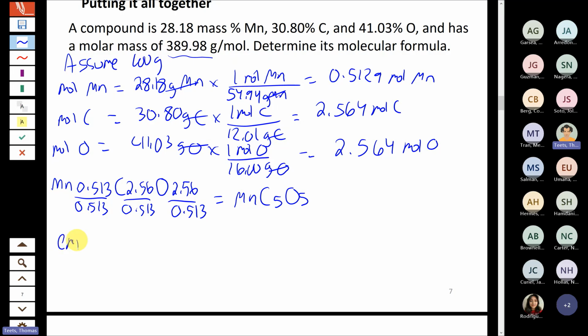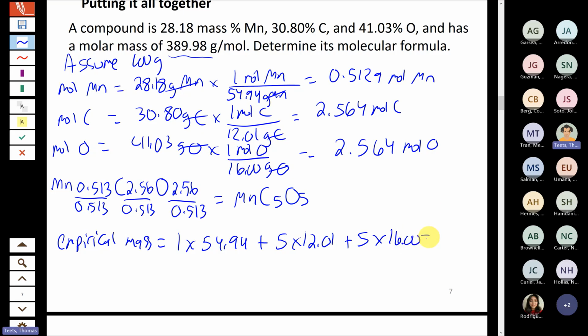So our empirical mass: we have in our formula 1 manganese. Manganese has an atomic mass of 54.94, which we used above. 5 carbons, which has an atomic mass of 12.01. 5 oxygens, which has an atomic mass of 16. So what we get is 195.00. When we divide the molar mass by the empirical mass, if you're good at math in your head, you can already tell what this number will be.